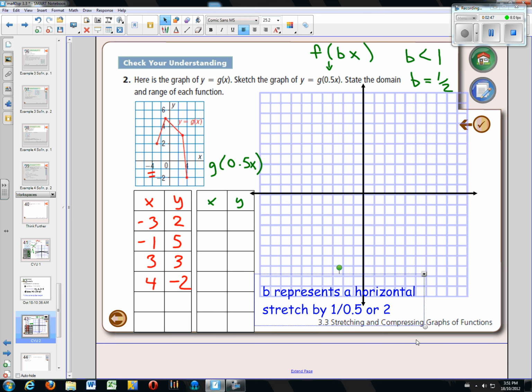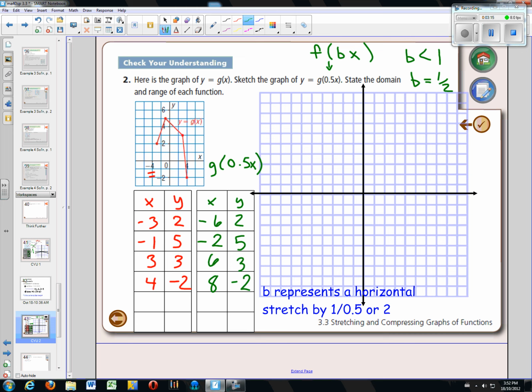Okay, so since it's a horizontal stretch by 2, x doubles. So the x values change. X was -3 becomes -6. -1 becomes -2. 3 becomes 6. 4 becomes 8. Y will not change. Y will carry the same values. And it's as easy as plotting those points.